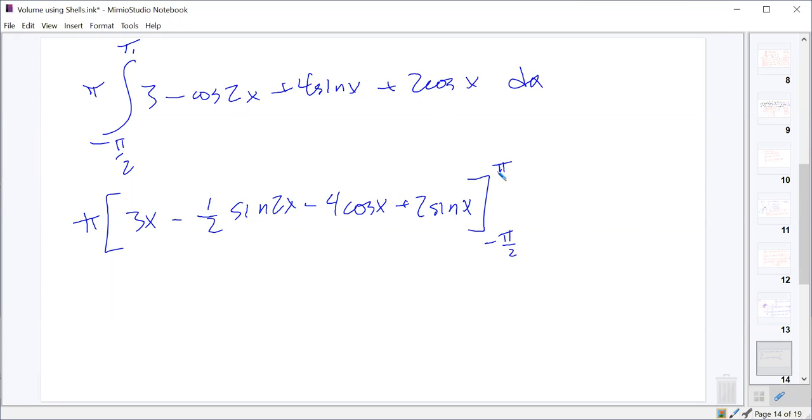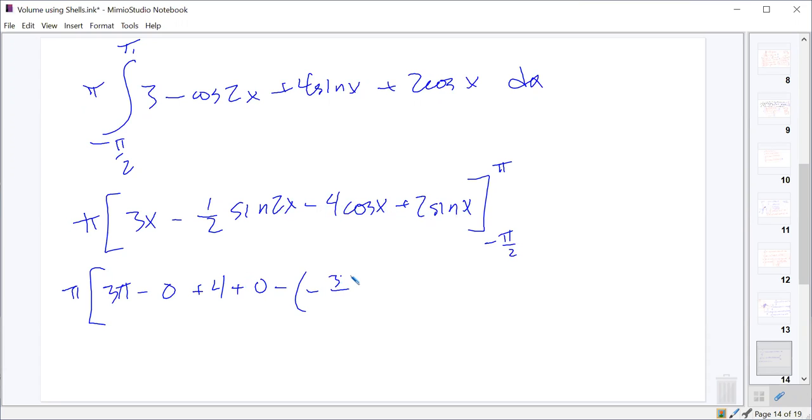Everybody good there? 3 pi minus 1/2 of the sine of 2 pi. What's the sine of 2 pi? 0. So 3 pi minus 0. And then minus 4 cosine of pi. What's the cosine of pi? Cosine of pi is negative 1. So negative 4 times negative 1 is a plus 4. Then we got plus 2 times the sine of pi, which is plus 0.